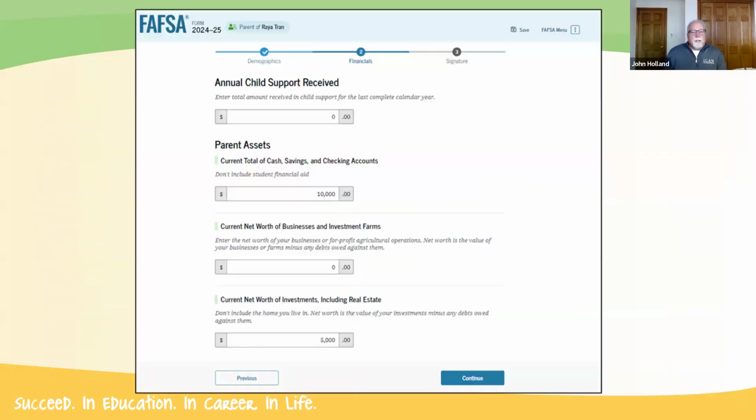Now, some other questions they may ask would be the parent's assets. I say may ask because remember at the beginning I talked a little bit about skip logic, how this application will ask certain questions. Depending on your answers, they may or may not ask more questions. So depending on your tax situation, they may or may not ask these questions that I'm showing you on the screen. If they do, they'll ask about any child support received in the last complete calendar year. And if that applies to you, you would put in the dollar amount.